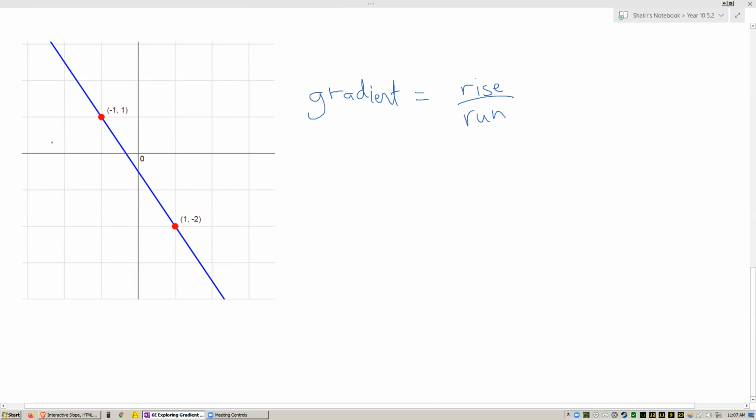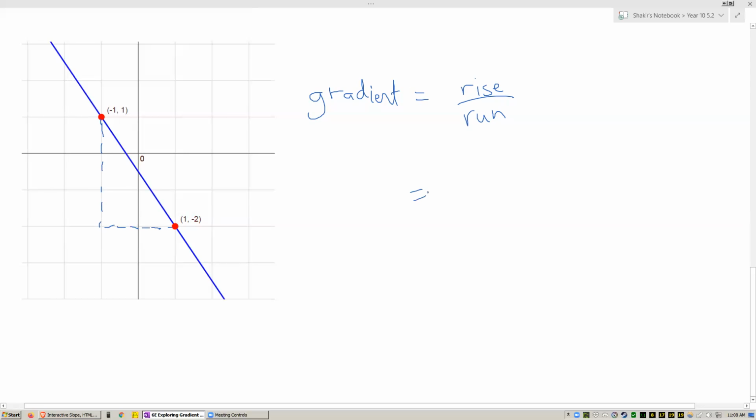Okay, rise. We look at this, and it often helps if you draw a triangle. It can help you see the rise and the run. How much is the rise? How much have you gone up? And obviously, you have 3 rise over run.